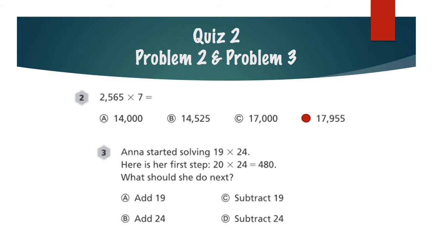For number 3, try to put yourself in Anna's shoes for a moment. If you were given that problem and you completed the first step, what would you do next? I see that she's using 20 as her landmark multiple, and then she must adjust. So what's her next step? Well, what would you do? Let's see if you were able to identify and use that strategy. You've got this.